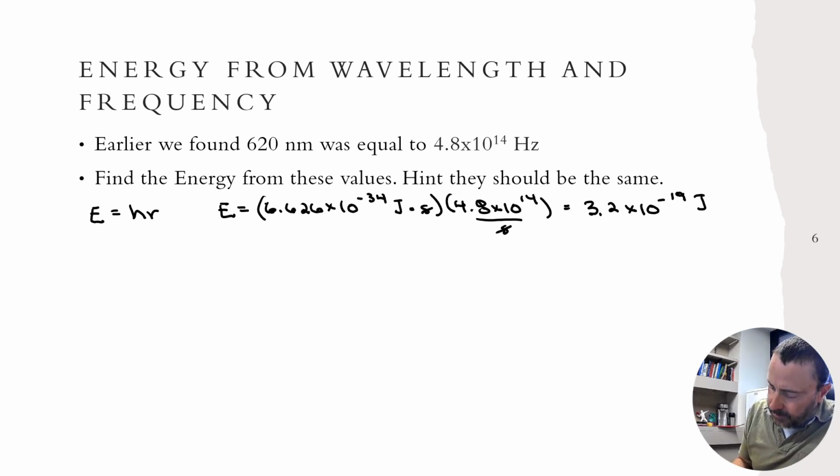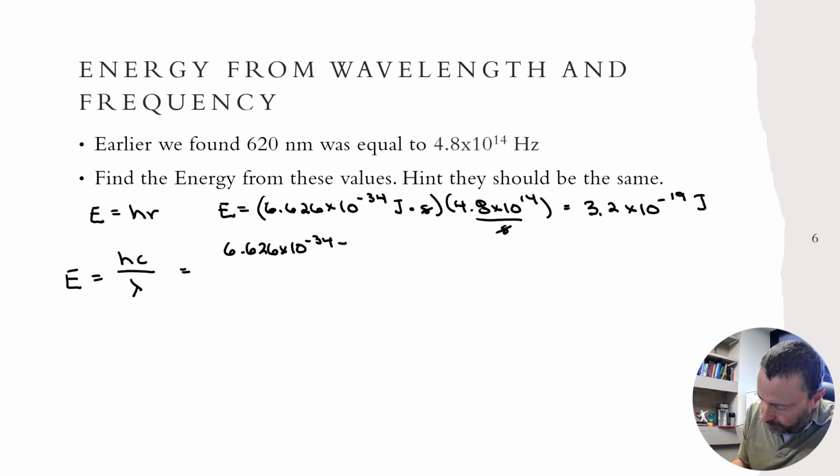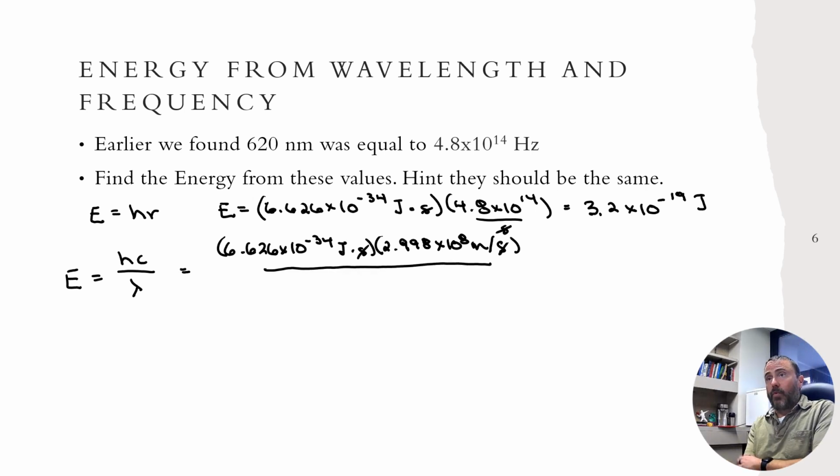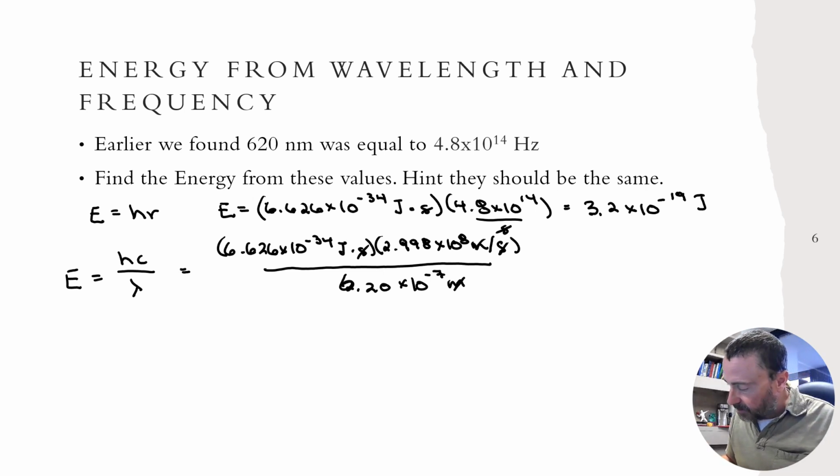Well, let's also do this with our wavelength. Energy is equal to hc over lambda. So again, we have our h, 6.626 times 10 to the minus 34th joules times seconds. Our speed of light, we're going to plug that in, 2.998 times 10 to the 8th meters per second. We divide by the wavelength, and that wavelength has to be in meters. So 620 nanometers is 6.20 times 10 to the minus 7 meters. I promise you that. You can do that calculation on your own to double check it. Those meters cancel, and we get that this is 3.2 times 10 to the minus 19th joules.